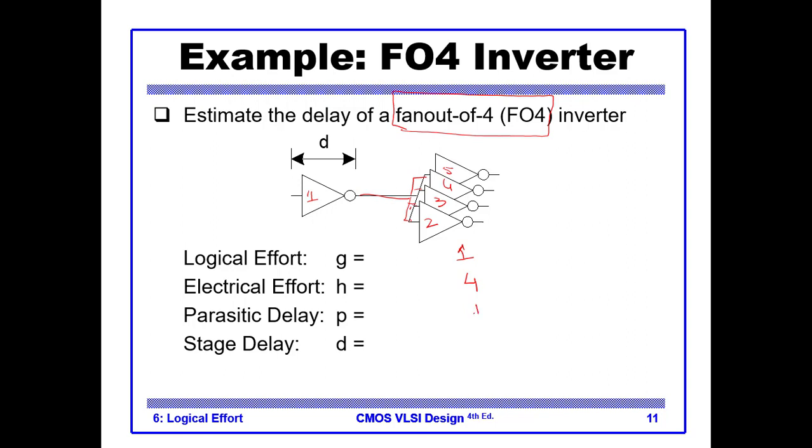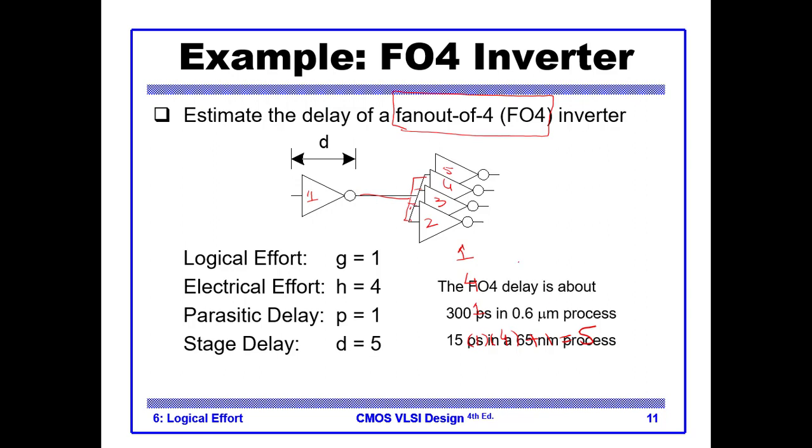What is the parasitic delay? It is 1. What is the stage delay? It is G into H plus 1, which is 5. So we plug in all, we get the stage delay of an FO4 inverter is 5. The FO4 delay in a 0.6 micrometer process is 300 picoseconds, and in a 65 nanometer process it is 15 picoseconds.